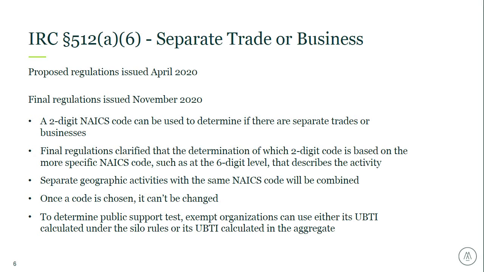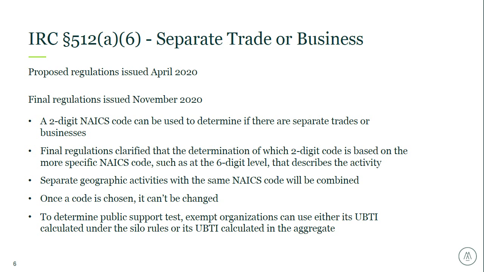So proposed regs were issued in April 2020, and final regs were issued last month. The IRS did not provide for any de minimis exception to implementing this. So meaning no matter how big or small the exempt organization is, it has to follow UBI silo rules under 512(a)(6). So how do we identify UBI activities?